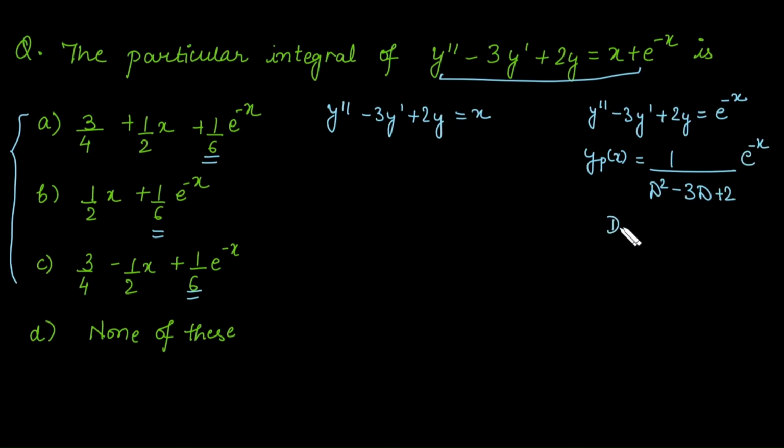So replace d by a. What is a in this case? Coefficient of x, that is minus 1. So when you put minus 1 over here, d square means minus 1 square, that is a positive 1, minus 3 times of minus 1 plus 2 e raised to power minus x. So this is equal to 1 by 6 e raised to power minus x.